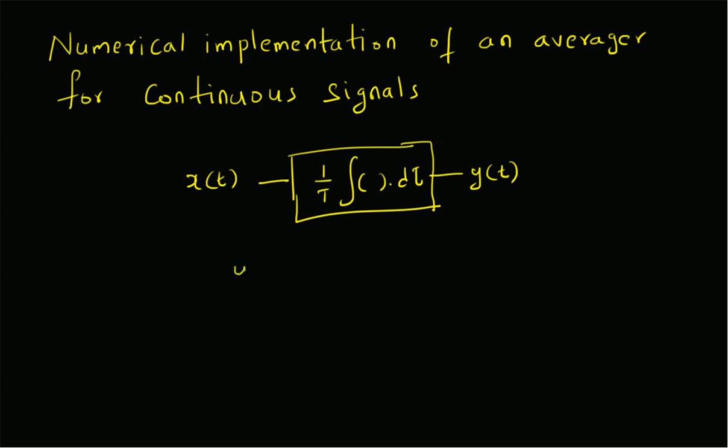So the actual system function is that y of t is equal to 1 by T integral from t minus capital T to small t of x of tau d tau. It's like a running average of the input, but it's only taken over a window of size T. Now we want to write a MATLAB code for this system. Let us look at the numerical algorithm.